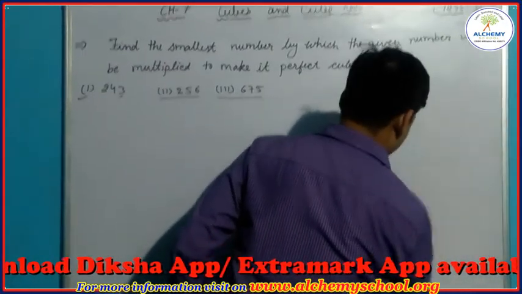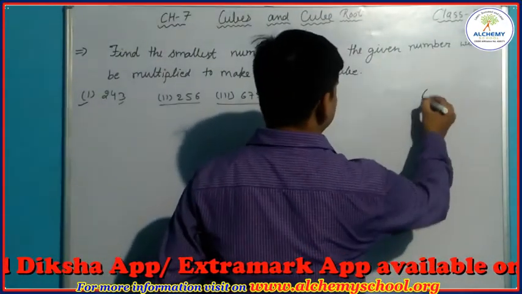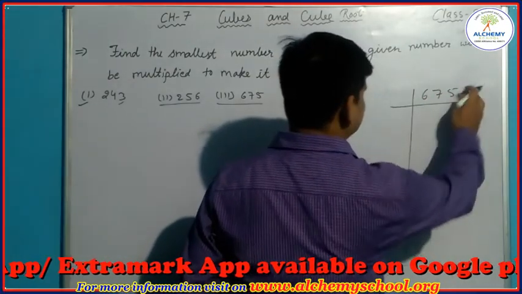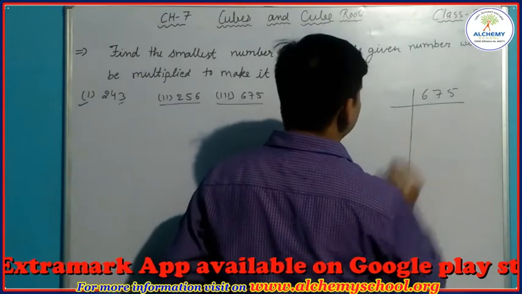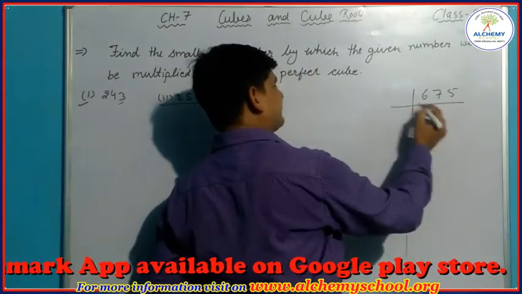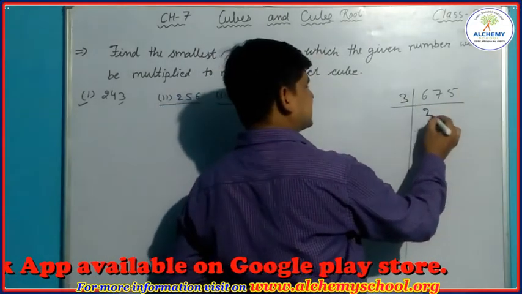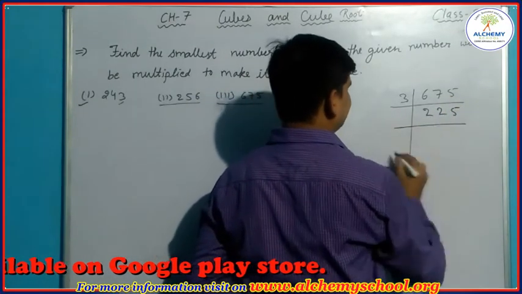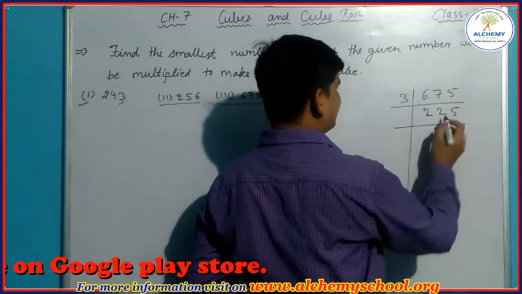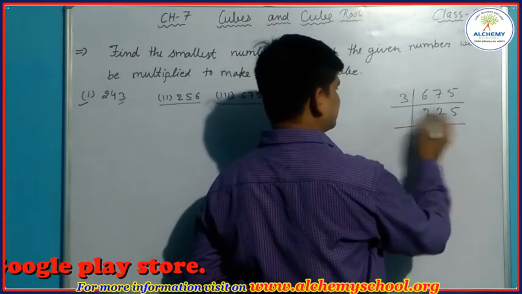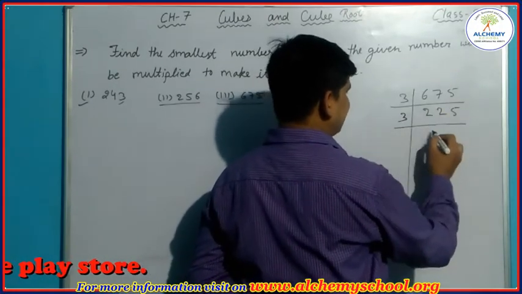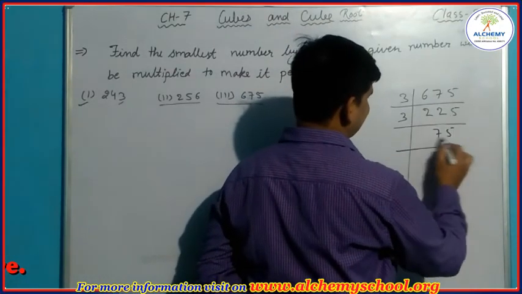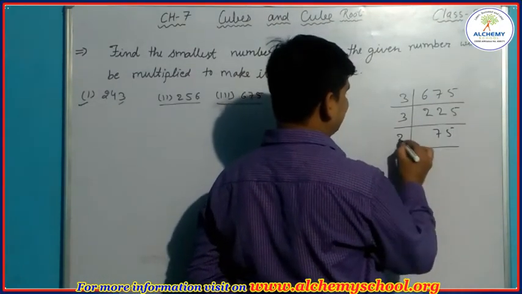So when we apply prime factorization here to 675, we know that 675 is not divisible by 2, so we try to factorize it by 3. 3 2s are 6 and 3 5s are 15, giving 225. This is also divisible by 3. 3 7s are 21 and 3 5s are 15, giving 75. Again it is divisible by 3.